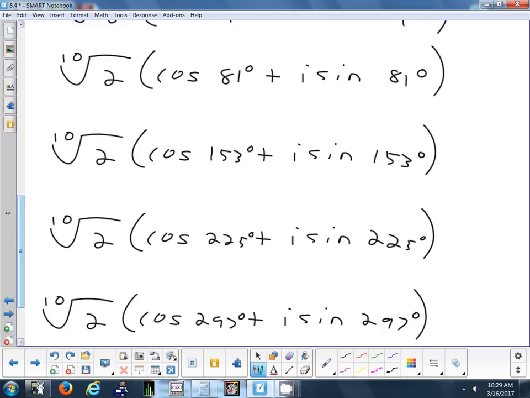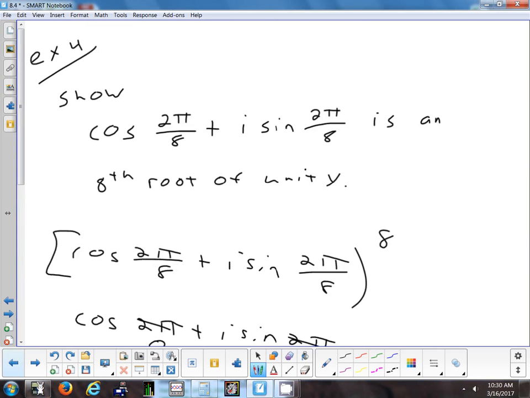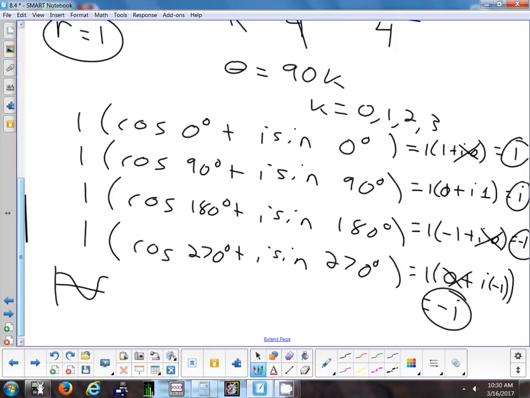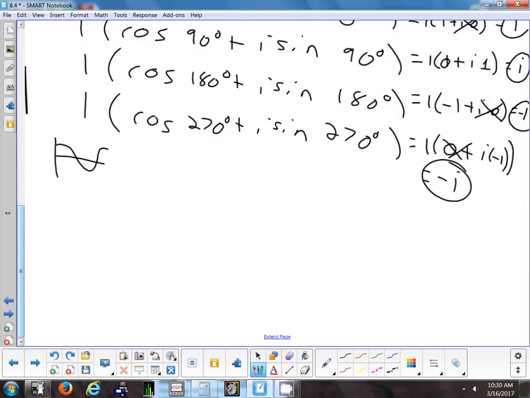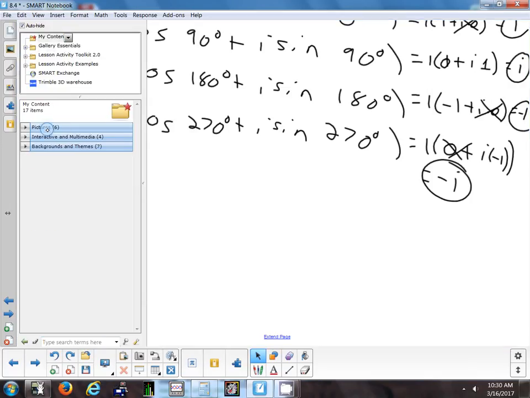Okay, these ones don't come out very nice. But any questions on those? Okay, I want to look back at something we just did when we found the cube roots of this problem. 1, -1, i, and -i. I want to see if you notice something.